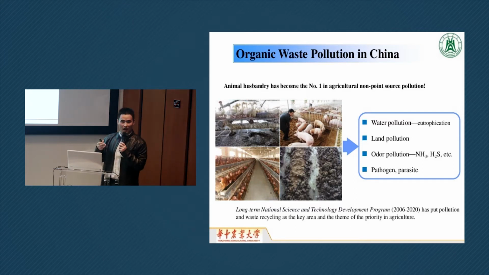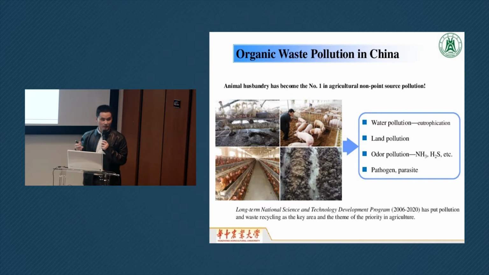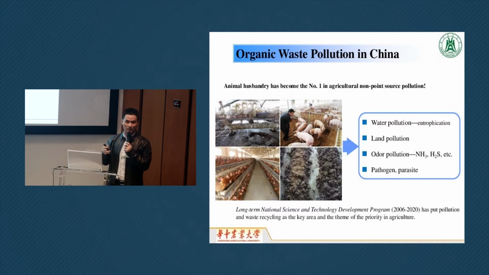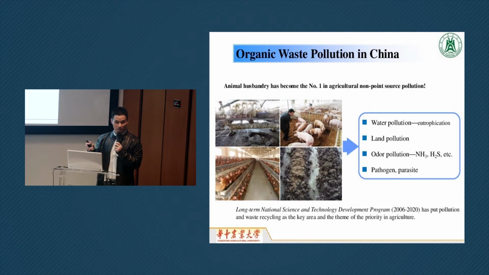China has become the number one producer of pig meat and chicken meat, and even other animal products, in the whole world. But in the meantime, we are facing a serious problem of organic waste pollution in China. Every year, we have about 3.8 billion tons of animal manure accumulated in the whole country. And the government released a policy: if you cannot handle the waste properly, you have to shut down all your facilities, shut down your farm, so you cannot do this business.